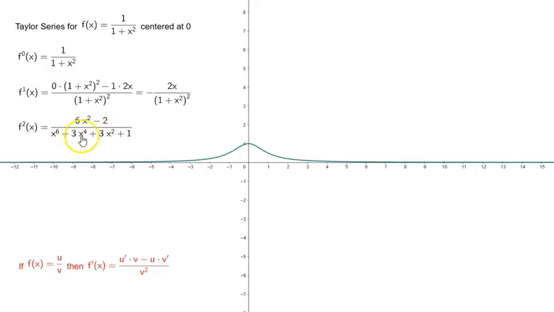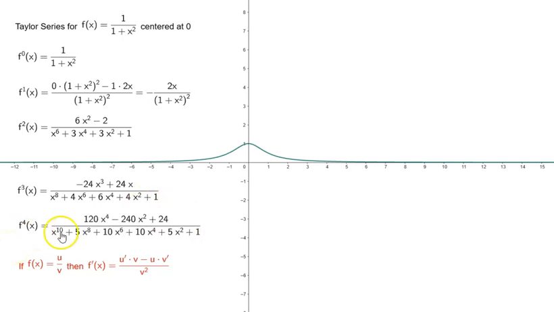Now we take the next derivative. We get 6x square minus 2 by x to the power of 6 plus 3x to the power of 4 plus 3x square plus 1. The third derivative of f of x is minus 24x cube plus 24x by x to the power of 8 plus 4x to the power of 6 plus 6x to the power of 4 plus 4x square plus 1. The fourth derivative, f4 of x, is equal to this expression. The rule remains the same, so you have to do it carefully.